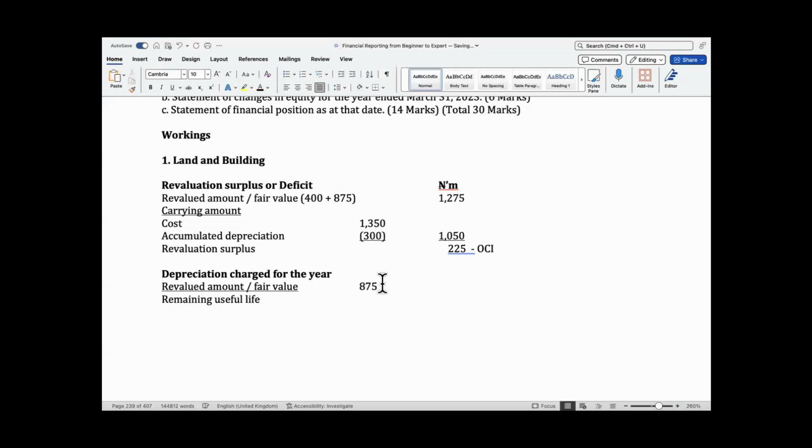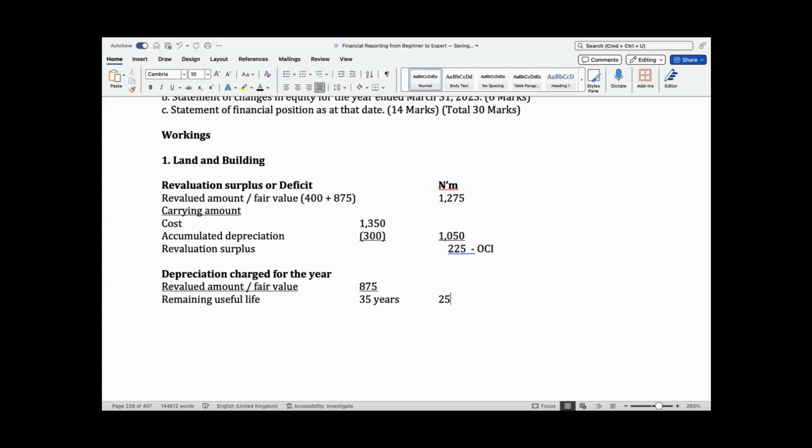875. For the building alone. Exactly, for the building alone, because we don't depreciate land. Good. And from the question, the useful life of the building is 50 years, and we purchased it 15 years ago. That means the remaining life is how many years? 35. 35 years. So how much is the depreciation charge? That's 25 million.